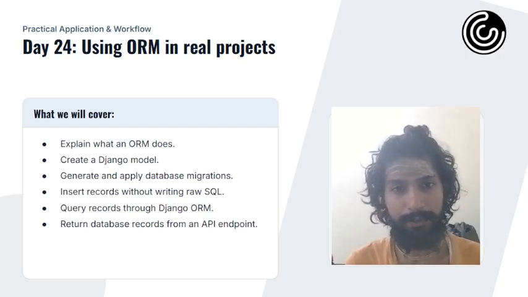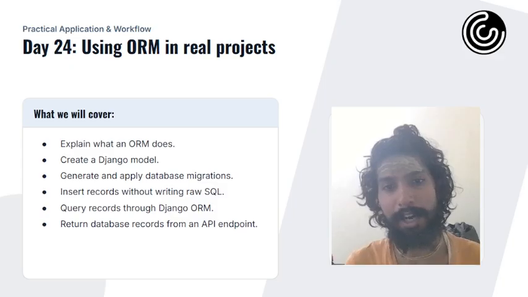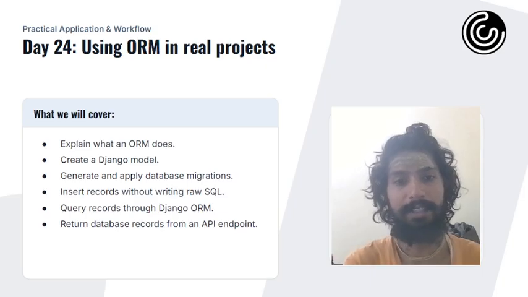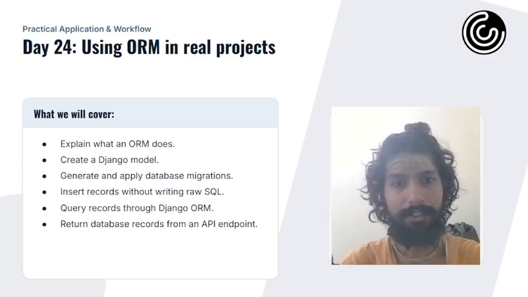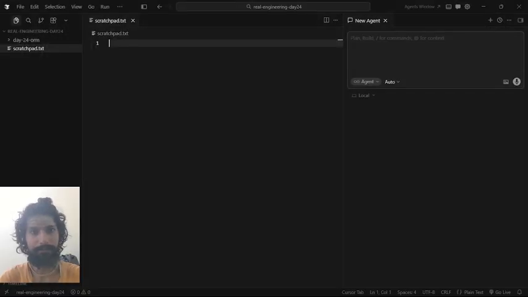ORM stands for Object Relational Mapping. Instead of manually writing SQL every time, an ORM allows us to work with database records using the programming language of our application. For example, instead of writing select star from courses, we can write Course.objects.all.